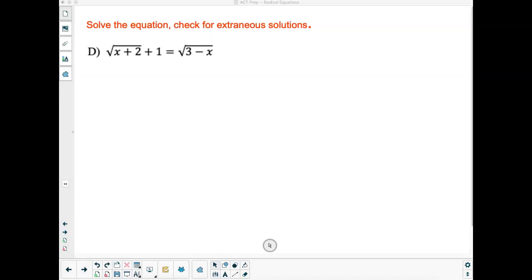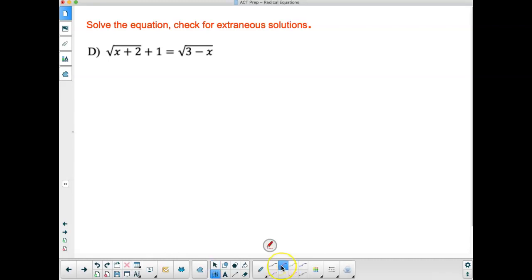And finally, for example D, the hardest of all of them. Notice I have two square roots that are different that I cannot put together, and I have a constant, in this case, added to one side. So how can I get my square roots alone? I need to start getting rid of some of my square roots.